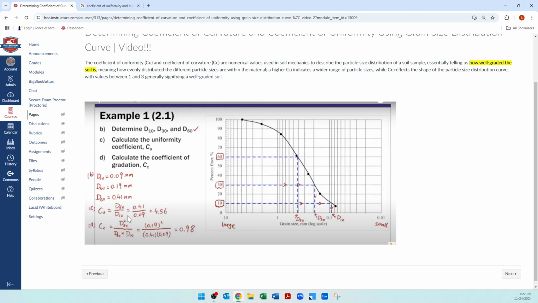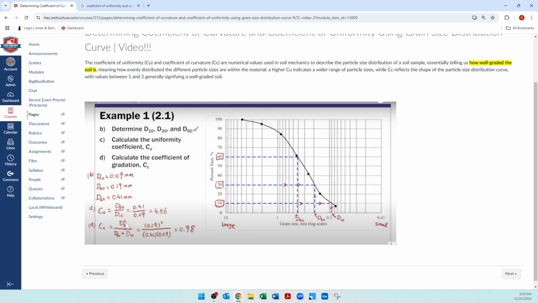Now, the formula for uniformity is the D60, the 60% diameter, divided by the 10% diameter particle. And then we change that to these numerical values. 0.41 divided by 0.09 equals 4.56. So that is the value for the coefficient of uniformity, 4.56.